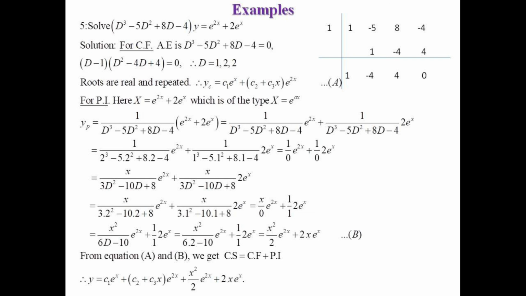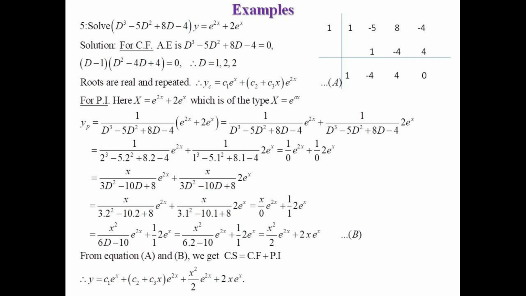So after simplification with the help of quadratic equation, we get the roots of this equation as 1, 2 and 2. So these roots are real and 2 roots are repeated. That means 2 is repeated twice. So we can write the complementary function as (c1 e^x) plus (c2 + c3x) e^(2x). So this is our first equation, denoted by A.